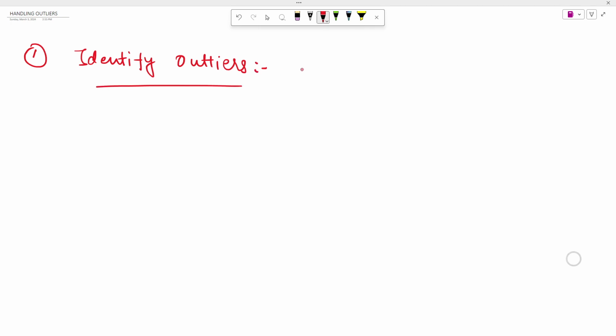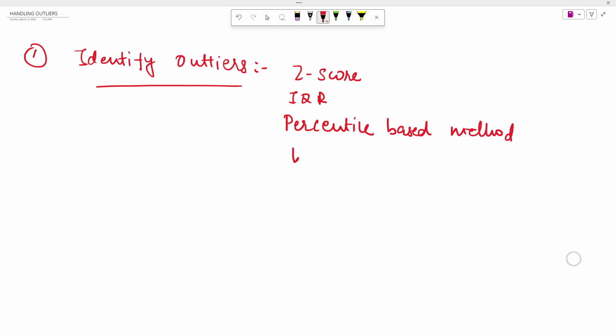We'll be talking about the z-score method, then the IQR method, then the percentile based method, and the fourth one is Winsorization, right? Once we have identified outliers, the second thing we will be covering is how we can treat outliers.